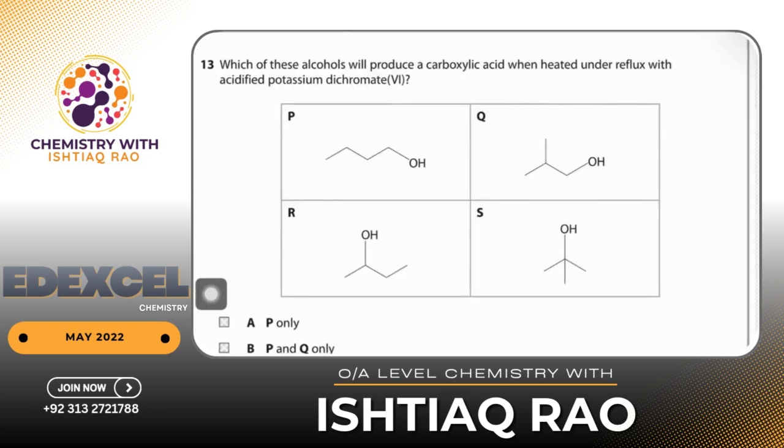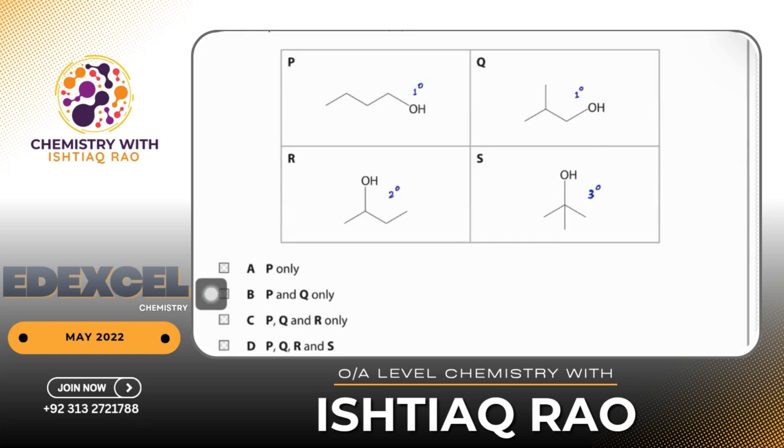Which of these alcohols will produce a carboxylic acid when heated under reflux with acidified potassium dichromate? It should be a primary alcohol. So this is 1 degree. This is also 1 degree. This is 2 degree, and this is going to be 3 degree, right? So which of these alcohols? P and Q. Yes. So B is correct.